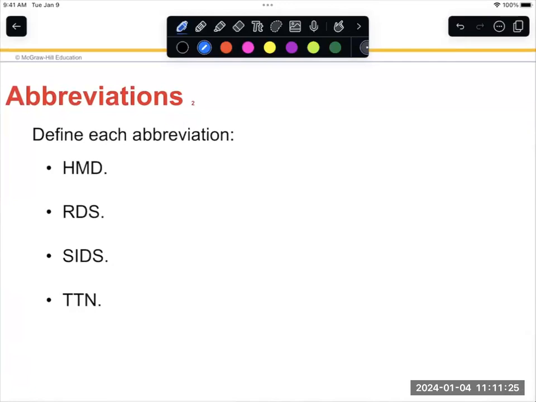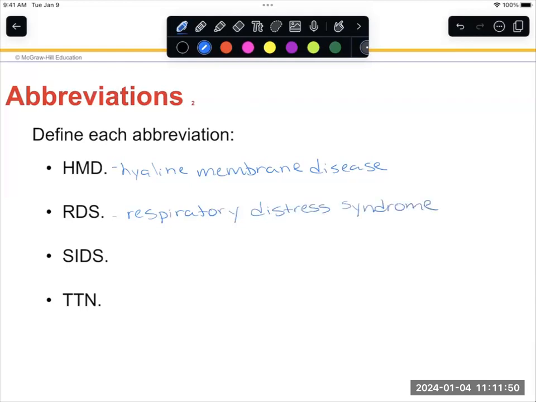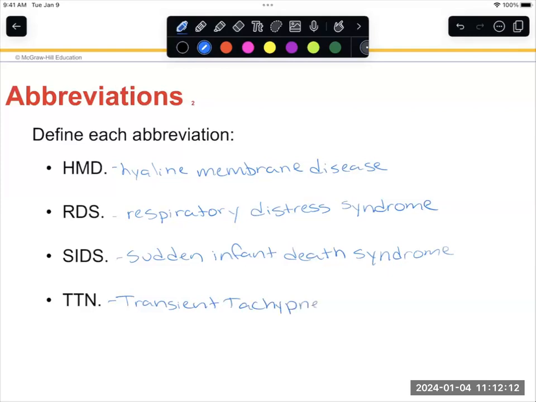But let's do some more abbreviations here. We have hyaline membrane disease, RDS, respiratory distress syndrome, SIDS, that's sudden infant death syndrome, and then TTN is that transient tachypnea of the newborn.